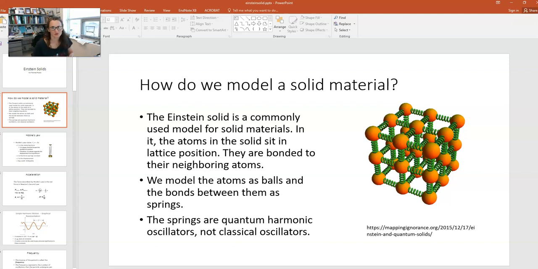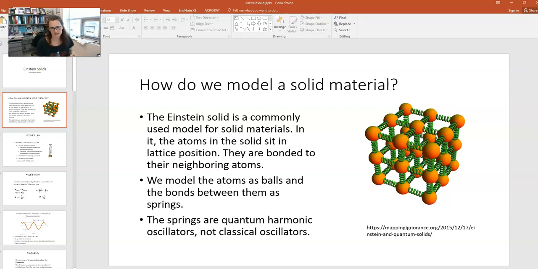So what is it? Well, what we're doing is we're modeling a solid as atoms arranged in a lattice, right? And each atom sits within its lattice position, and it's free to vibrate a little within that position, but it doesn't hop around. Now, we're going to model the atoms in a solid as balls, and the bonds in between the atoms as little springs, as you can see here in this little cartoon.